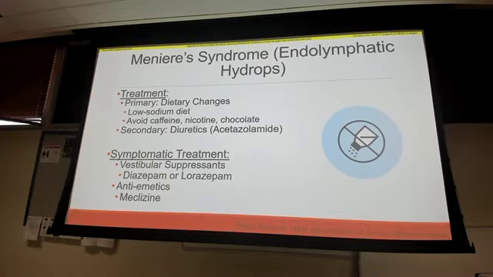Our primary treatment for this patient would be dietary changes, so having them do a dietary log. Do they eat a lot of lunch meat? Do they eat a lot of microwave dinners, that kind of stuff? Avoiding caffeine. We can prescribe them a diuretic to help with relieving some of that extra fluid. So remember, primary is dietary changes, and then secondary will be pharmaceutical. We'll prescribe a diuretic.